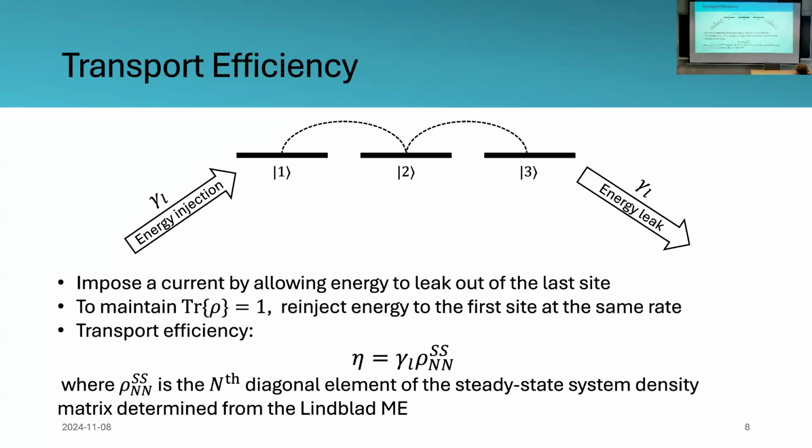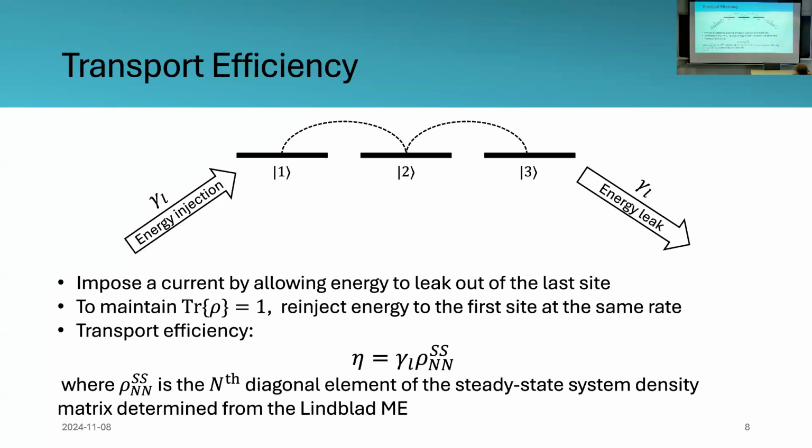So I am imposing a current through my system, where I allow excitations to leak out of the last site in my chain, and then I re-inject that energy into the first site so that there's a constant flow. So there's still a steady state solution that exists for this system, and that steady state solution depends on the rate of extraction and injection into the system.